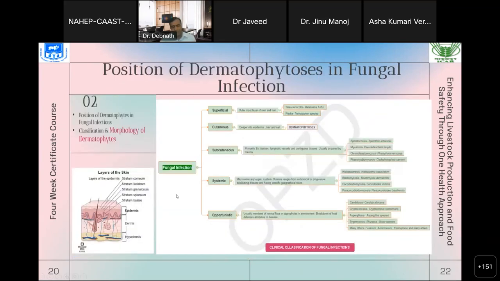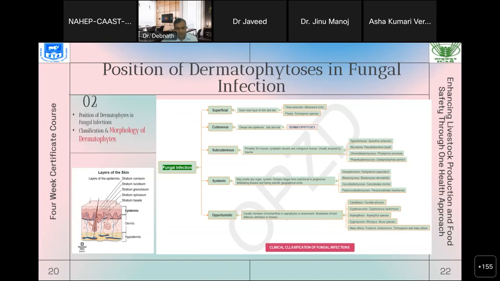Now, coming to the second part of our presentation, here I will say where this dermatophyte belongs among the different fungal infections, and also the morphology as well as the classification of these dermatophytes. First, the position of these dermatophytes in fungal infection. If we consider the different kinds of fungal infections, we will see that they are broadly categorized in five categories.